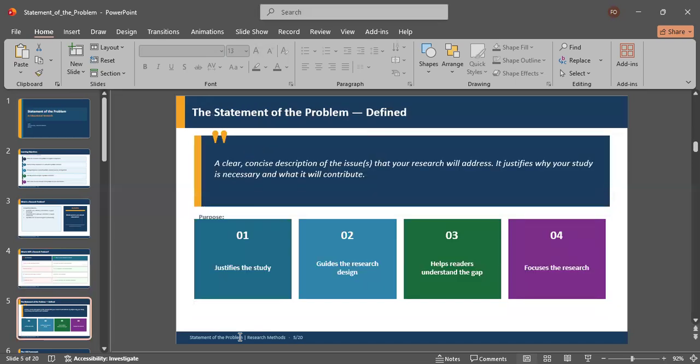Let's proceed. Statement of the problem now. Let us define what a statement of the problem means. A statement of the problem is a clear, concise description of the issue that your research will address. It justifies why your study is necessary and what it will contribute.